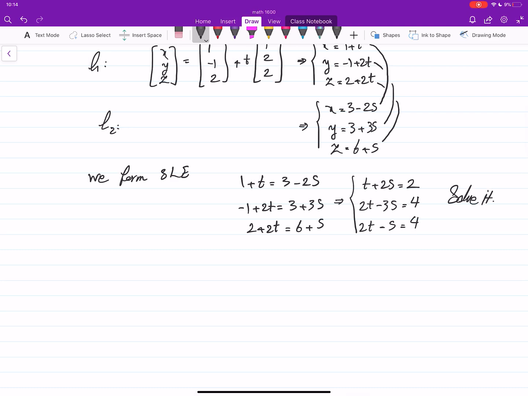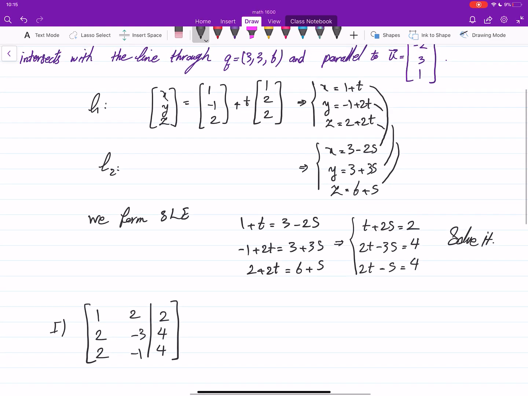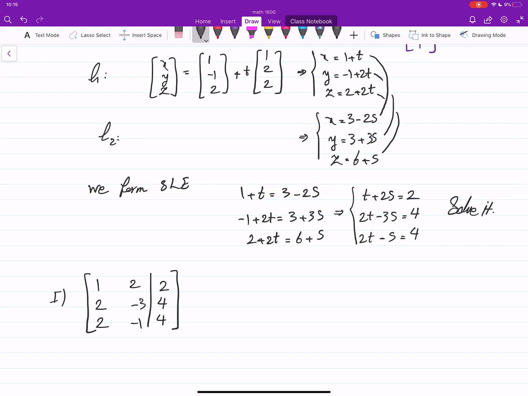Which method do you want to use? We are going to use Gaussian elimination. So we need to first write the augmented matrix: 1, 2, 2; 2, negative 3, 4; 2, negative 1, 4. And then the next step is to turn it to row echelon form. So here I choose this one to be my leading entry.